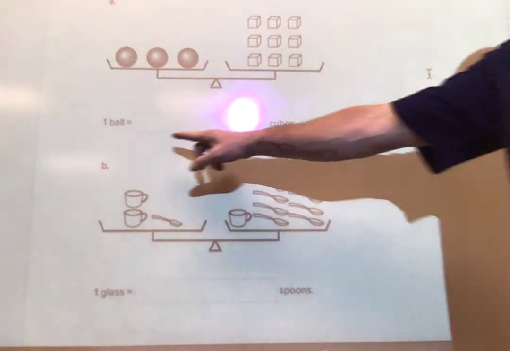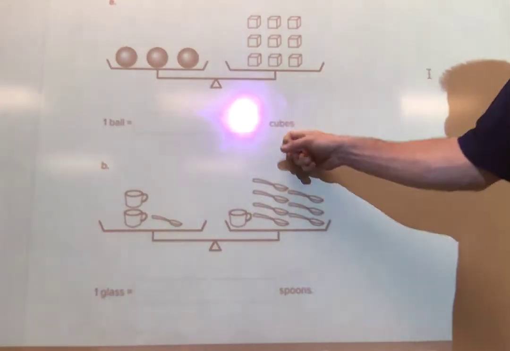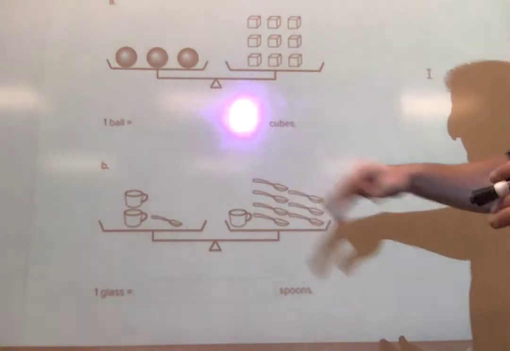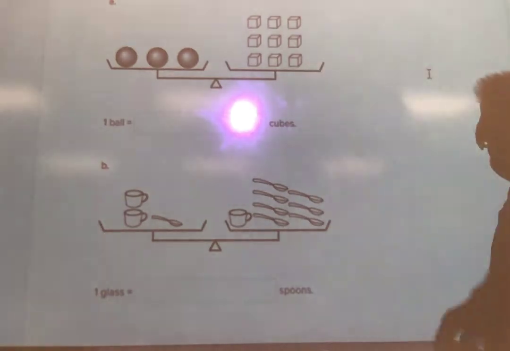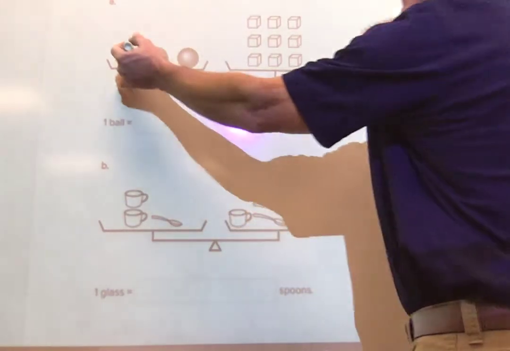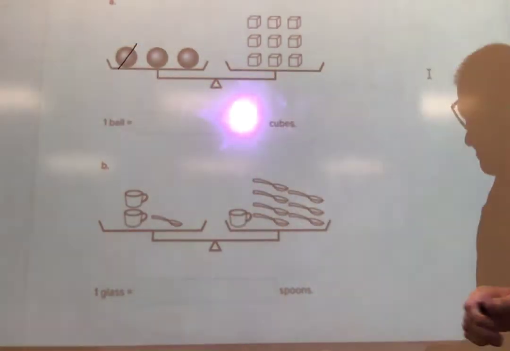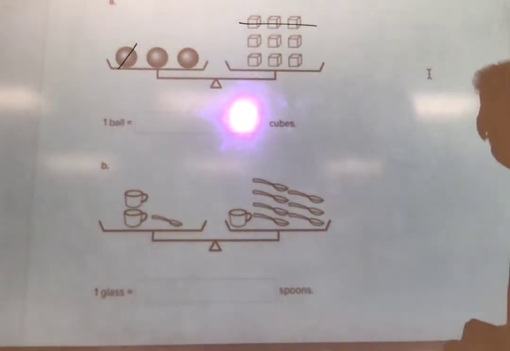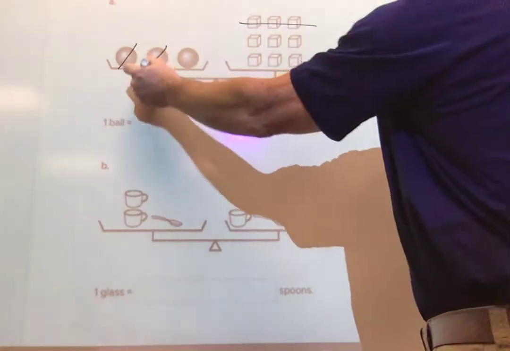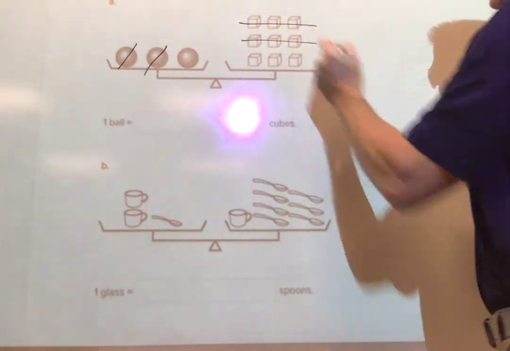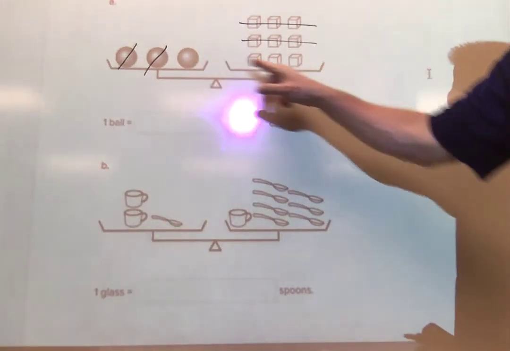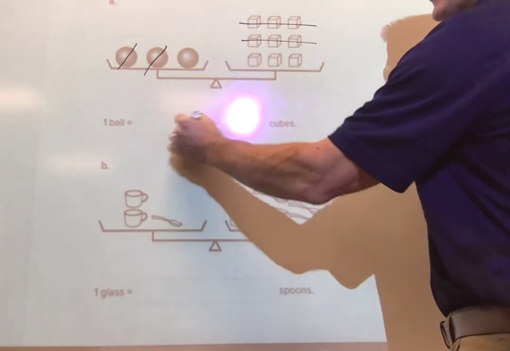So in this case, I'm trying to find what one ball would equal in cubes. And I can see there's 3 of the balls over here equals these 3 rows. So this one's pretty simple. I can see that if I took this ball off, to keep this thing balanced, I'd have to take 3 of those off. All right, and then I'm left with this ball. If I pull it off, I would have to pull 3 more cubes off. So what I see left is one ball would weigh the same as 3 cubes.